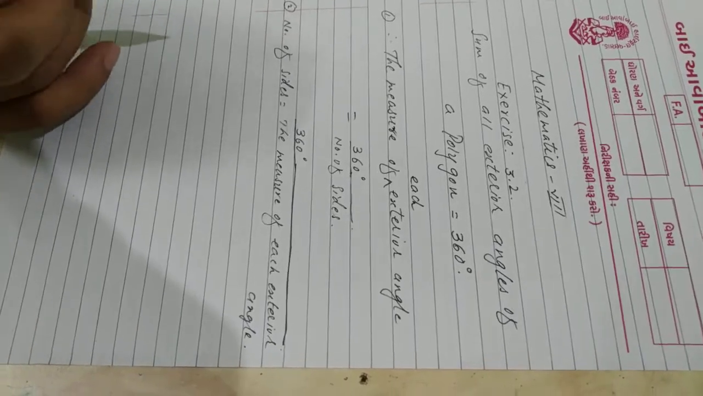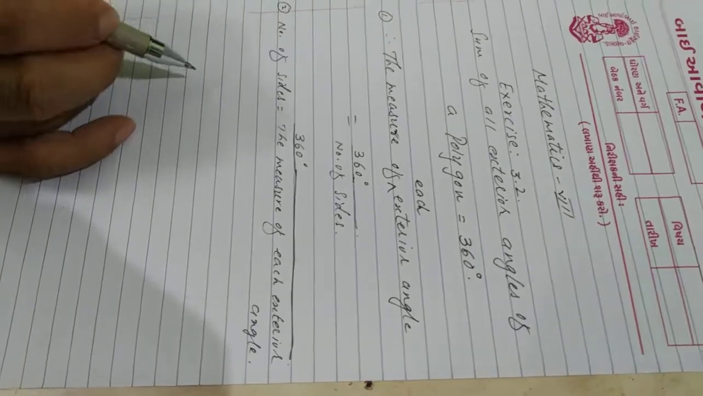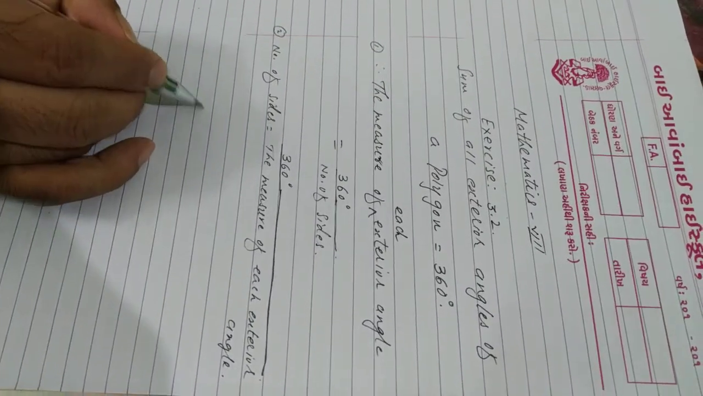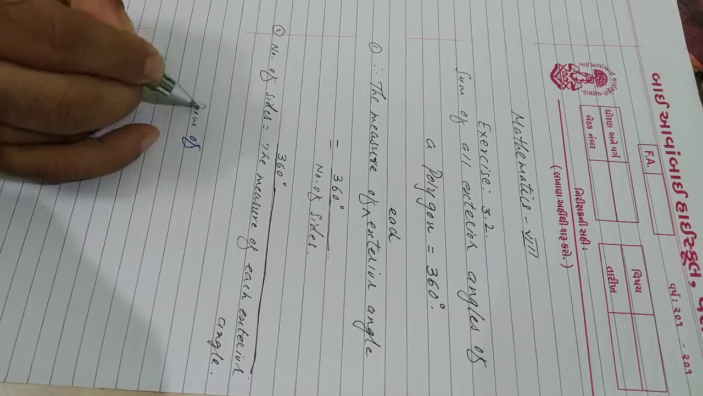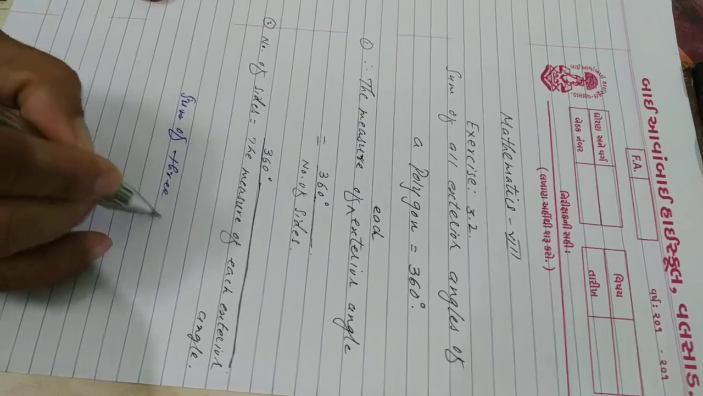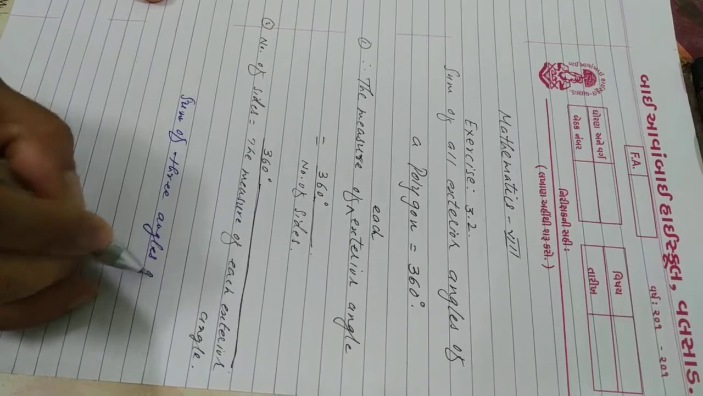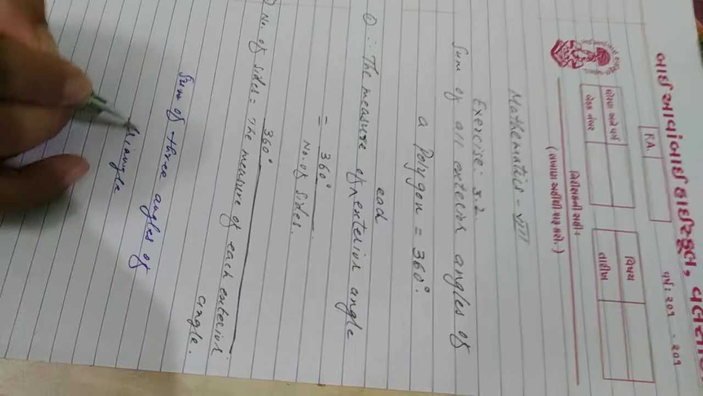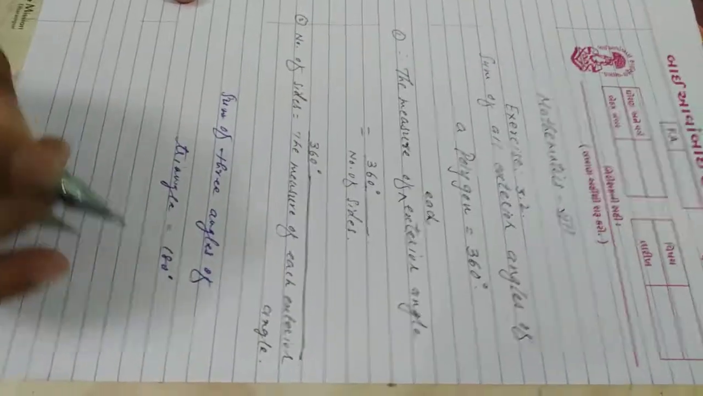In the last period, we learned about the angle sum property, right? The sum of the three angles of a triangle is equal to 180 degrees, right?